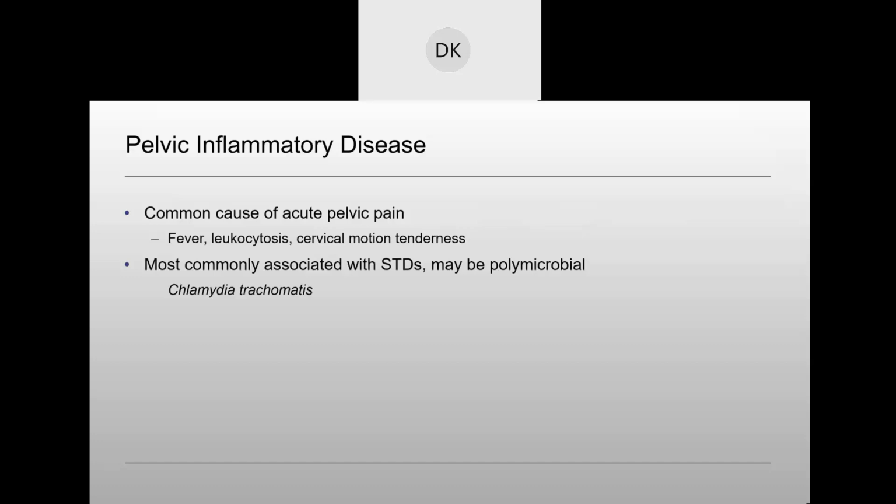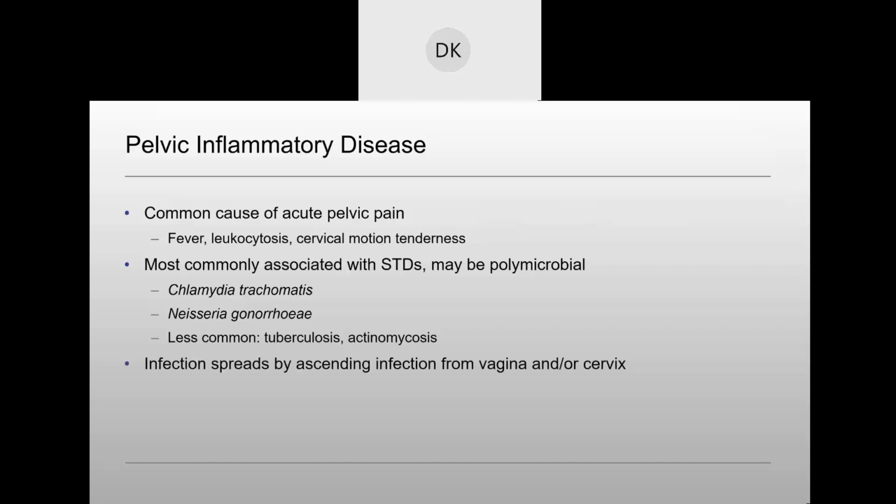So we see it with chlamydia and gonorrhea, rarely with tuberculosis. And actinomycosis is interesting because there's a higher incidence of that infection in patients who have chronically indwelling IUDs. So that's something to consider in a patient who has an intrauterine contraceptive device in place.